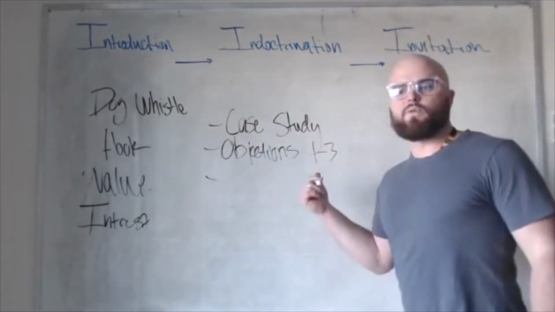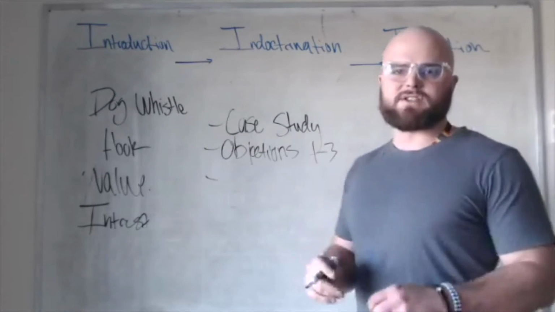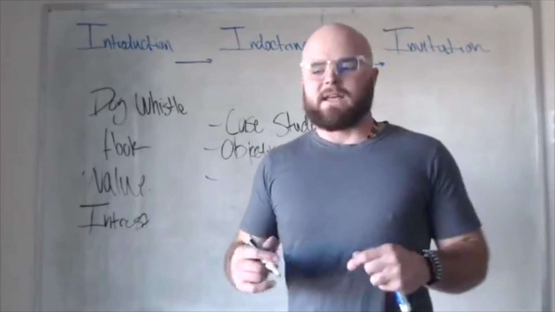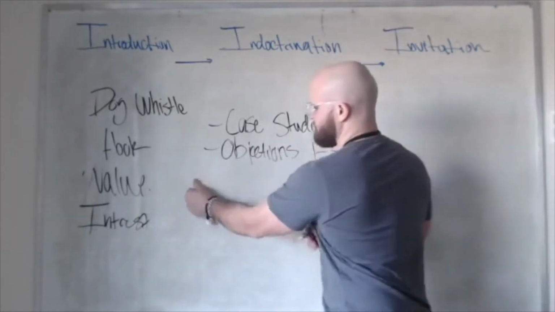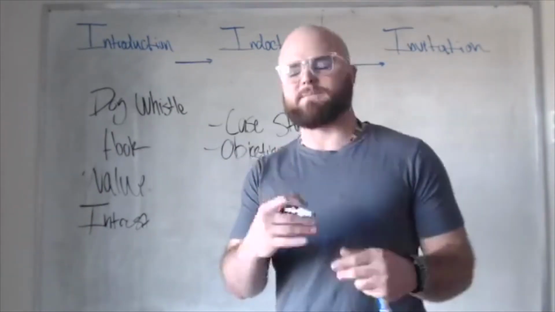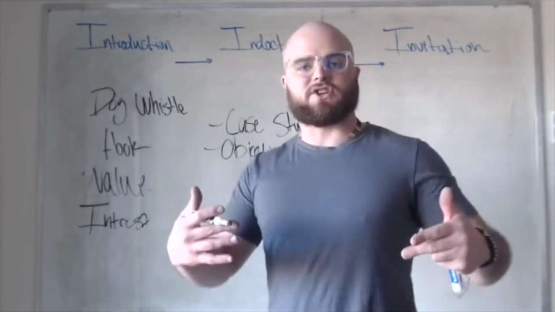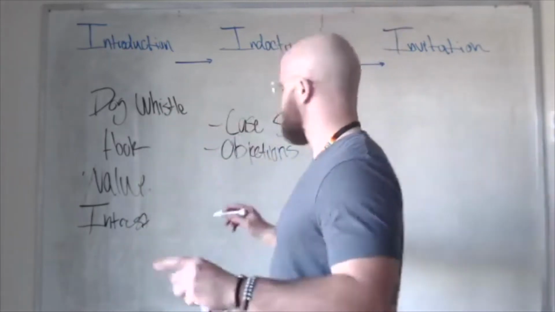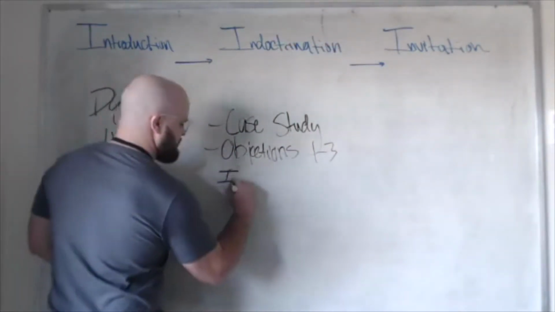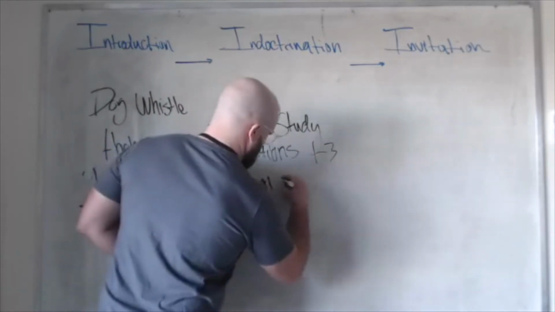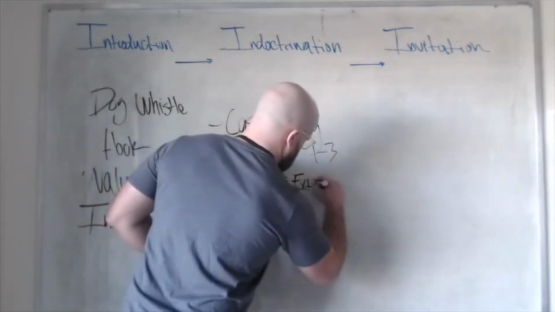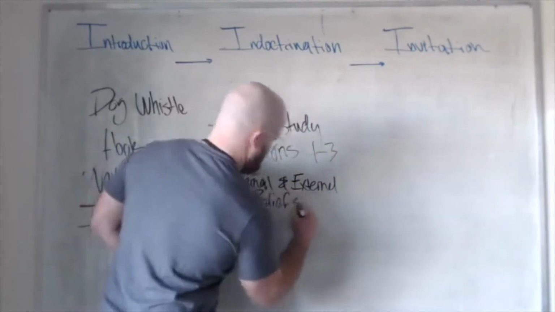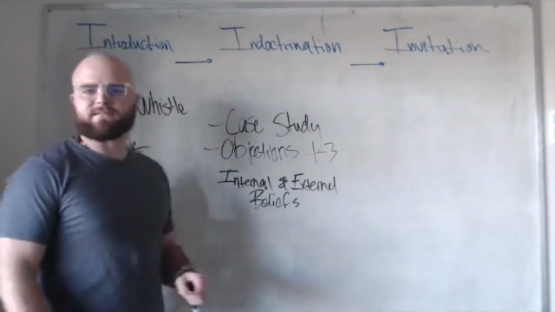We can overcome objections. I would say do 1 to 3 different objections. So you're going to need to write down what their biggest objections are. And this is going to be, so I'm sorry, let me slow down. What objections are necessary to cover? So that's going to be internal and external beliefs. Internal and external beliefs, okay?